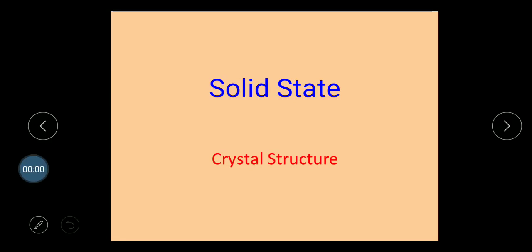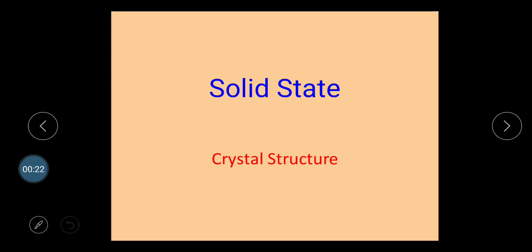Hello students, today we are going to talk about the chapter solid state. We have studied solids previously, we all know about solids, and we have also studied the types of solids. The basic types of solids are crystalline solid and amorphous solid. I'm sure students you remember what a crystalline solid is.